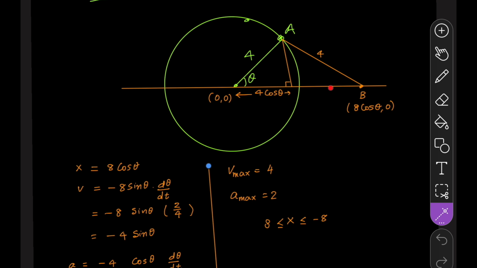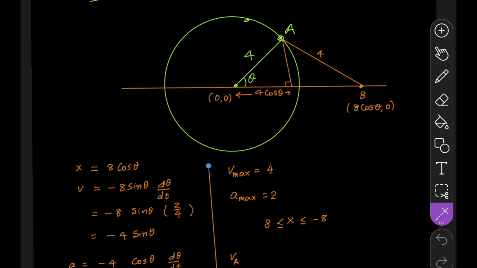So this is the total distance covered by B from 8 to minus 8, and then from minus 8 to 8. This is the total distance covered by B as A moves along a full cycle. So the distance moved by B will be 16 plus 16, 16 on this side and 16 on this side. So option C is correct. During one revolution of A, the distance traveled by B is 32. Option A is correct. Maximum speed of B is 4, that we have seen. Option B is correct. Maximum acceleration of B is 2 meters per second squared.